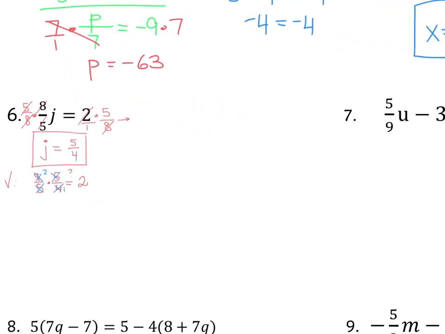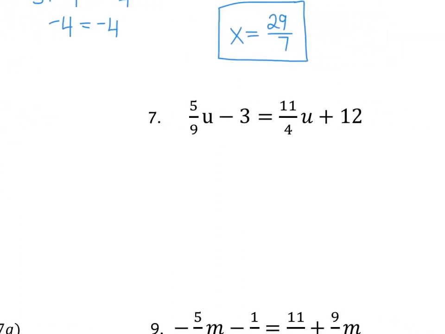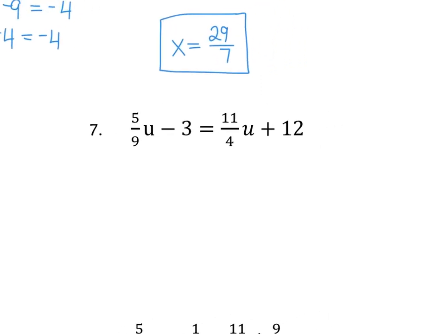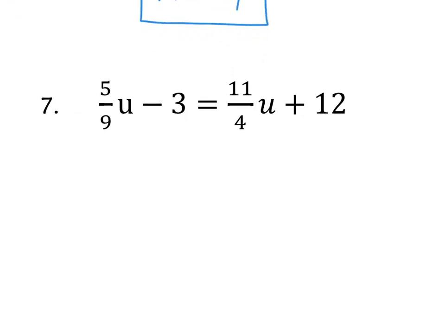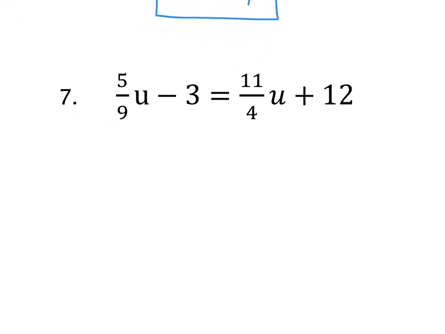All right, number 7. So we have a problem here that has multiple fractions throughout. We have 5/9 u minus 3 equals 11/4 u plus 12. So the first thing I know is that we have to get our u's together. The u's have to come together on one side. Again, no calculators for this. Calculator would make this a lot easier. However, you're not going to have one at your disposal all the time. So we have to get the u's together.